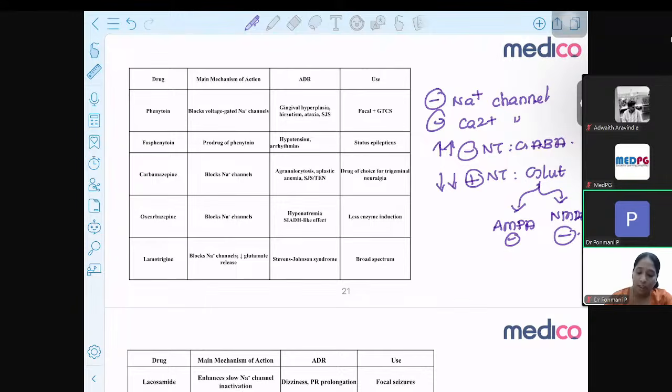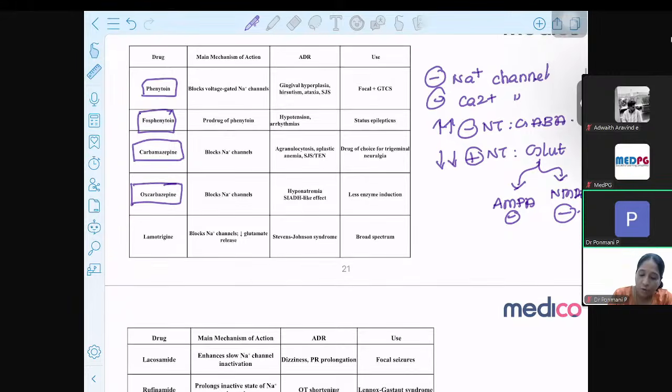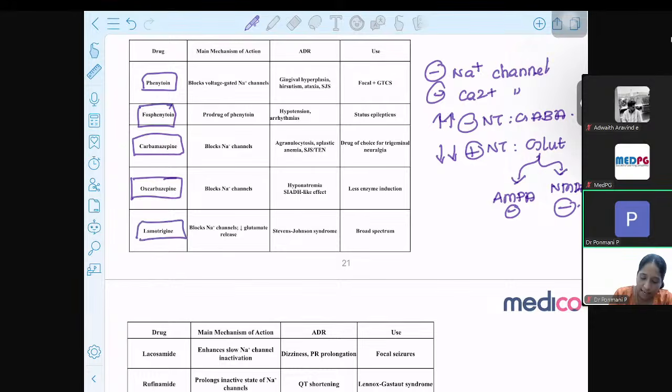So how are we going to learn? Please learn that there are around 6 drugs which act via the sodium channels. So what are these drugs? Phenytoin, fosphenytoin, which is a prodrug of phenytoin, carbamazepine, oxcarbazepine. So these two are related, okay? And you have two L's. What are the two L's? You have lamotrigine and lacosamide. All these drugs work by one single mechanism, which is that they block the sodium channels. So now it is easy to know the mechanism.